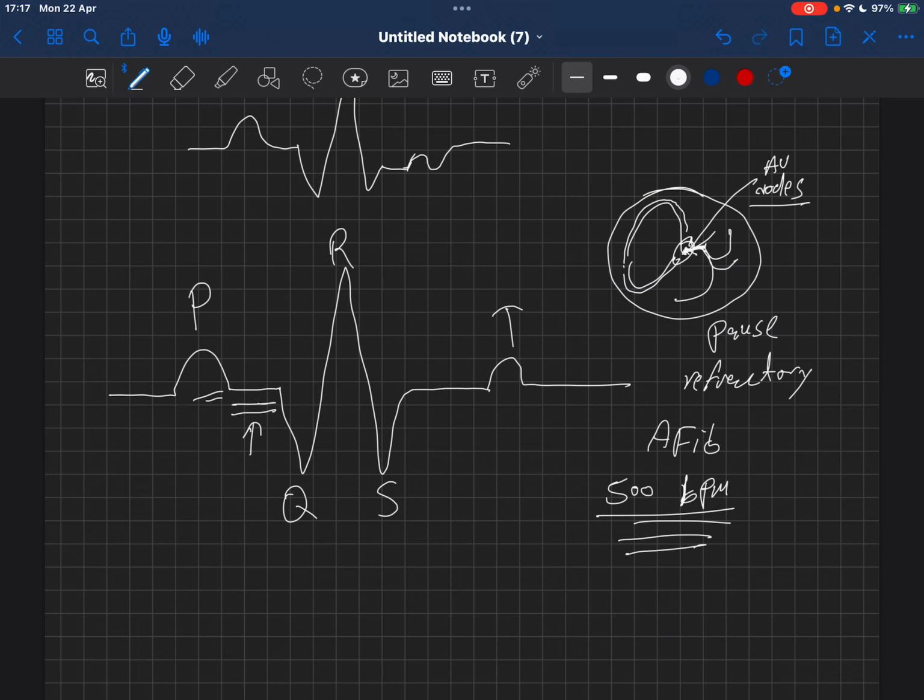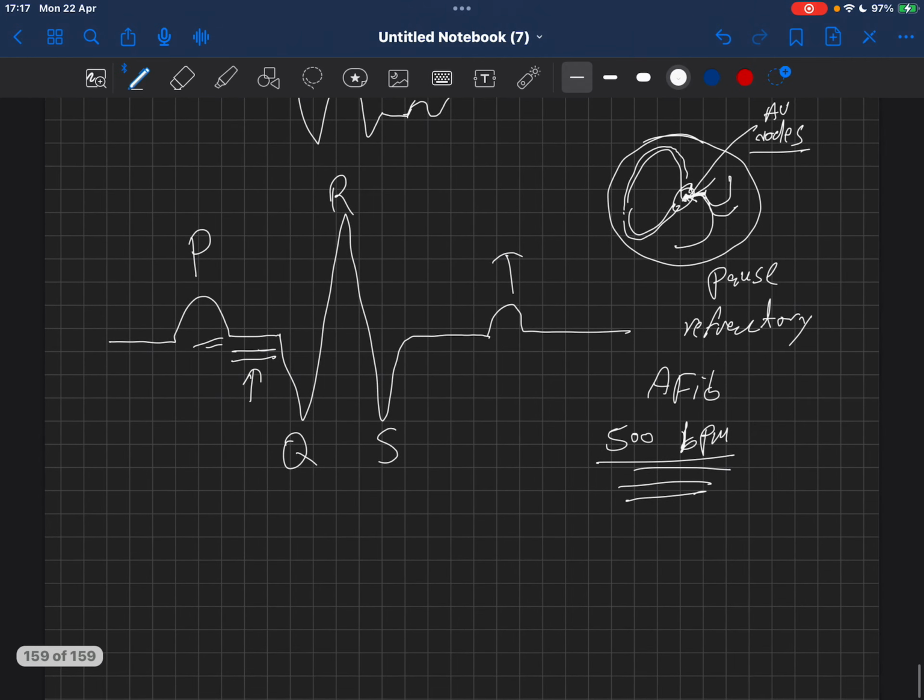So the AV node uses the refractory period in order to pass only part of the pulses, a limited rate, to go through the AV node. So this is the PR interval, and this is the waiting of the signal in the AV node.